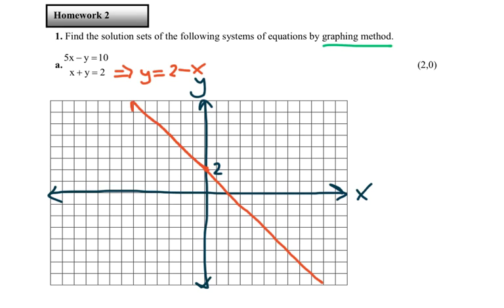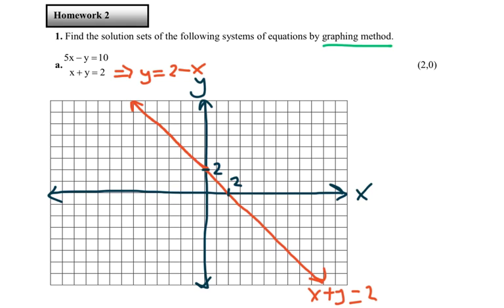We'll also put arrows on the end to show that this line goes forever, and we usually write the equation x plus y equals 2. And another convention is to also label the x-axis as well. So let's do this now for the first equation.